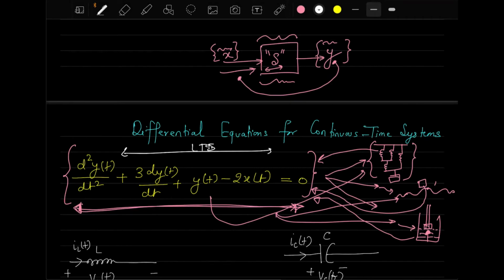Similarly, all these properties are related to the system, which we will study in a while. All the conclusions that we make for this particular differential equation will be satisfied for all the systems which are governed by that differential equation.